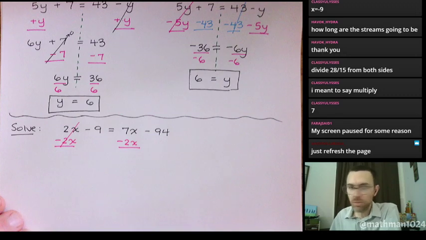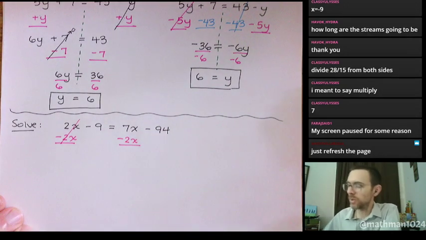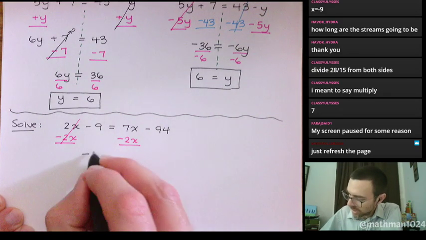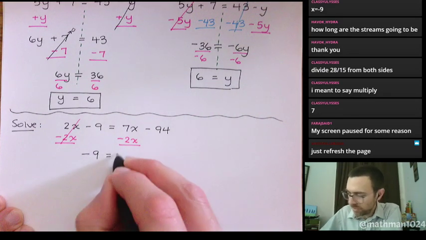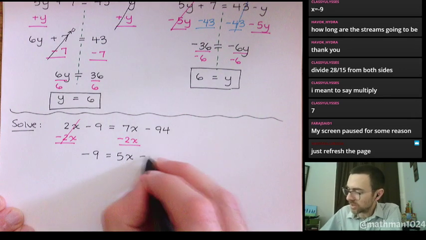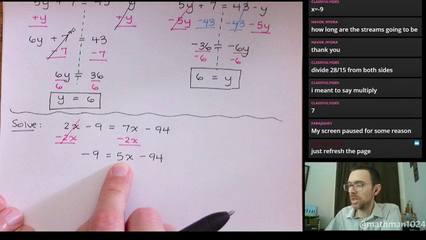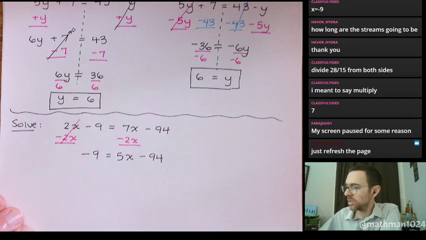And if you want to, we can also go ahead and move the constant from the right to the left. But if that's making you uncomfortable and you want to show each step along the way, that is totally fine as well. So negative 9 is equal to 5x minus 94. And now this is the only place I see my variable. It's just like the problems at the top of the page. Move the constant to the other side.